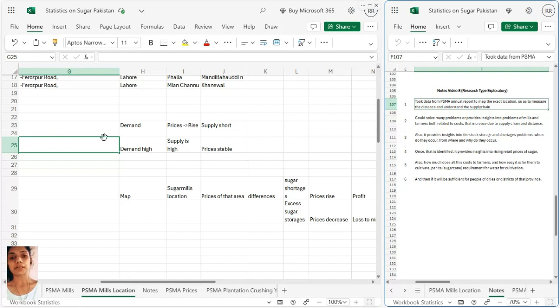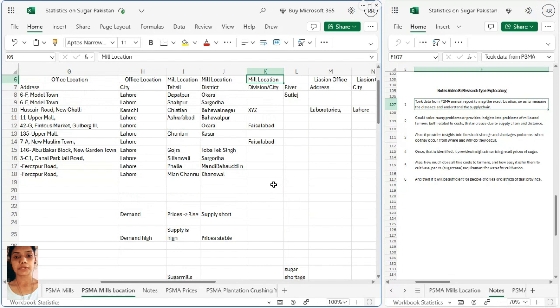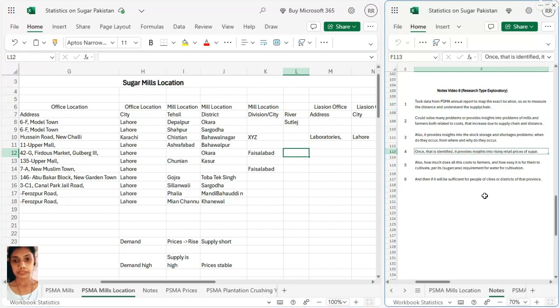Now, when we map the supply chain and look into the principles of economics and the science beneath the price and the supply chain, we find out what the problems are, when they occur, from where they occur, and why they occur. Once we identify those small points, it becomes easier to solve them. But first you need to identify them, and for that you need to research, gather the data, and do the analysis. So this was the idea, and once that is identified, it provides insights into rising retail prices of sugar. That we have covered.